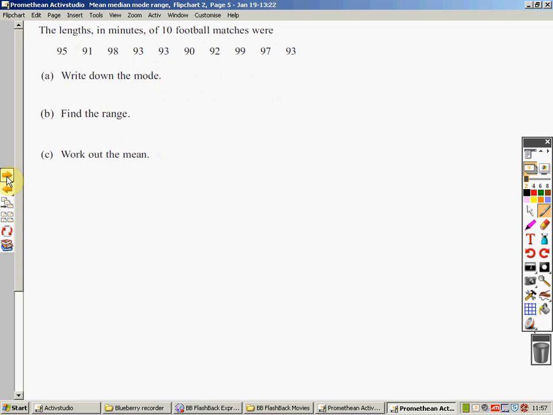Welcome back. So, lengths in minutes of 10, and then we've got this lovely long list of numbers. Almost certainly going to be finding the mean, mode, median, etc. And it is. We've got the mode to find, we've got the range to find, and we've got the mean to find. So starting with the mode, it is the MO, most often. So which number is coming up the most often there?